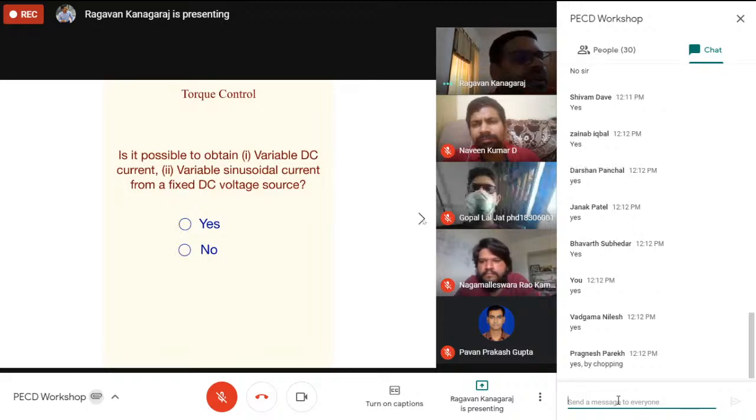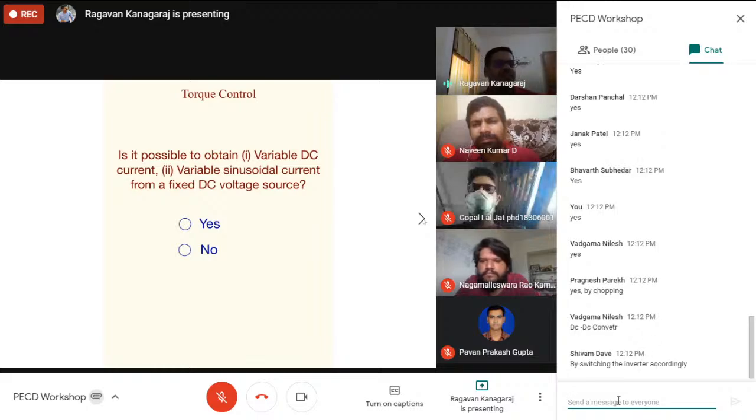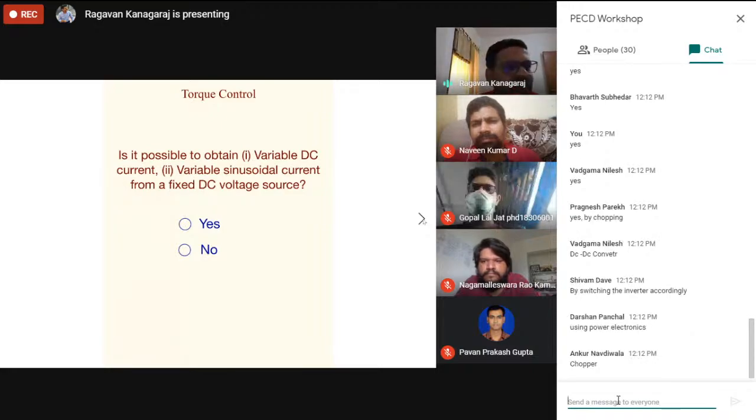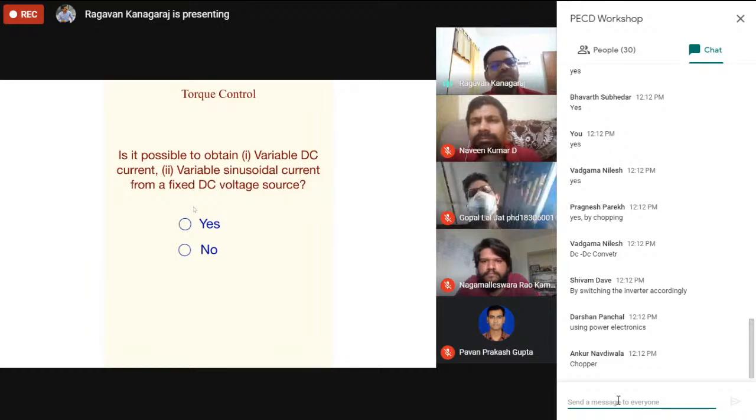Sometimes I want current, yes, by chopping, okay? A DC to DC converter, by switching the inverter accordingly. I am looking for variable DC current, so it will be good if you say a kind of chopper. All right. Now, next question, is it possible to obtain variable sinusoidal current? Why do we want variable DC current? In case of a trapezoidal BLDC motor, we want a quasi-square waveform. Therefore, I am asking variable DC current. In case of a sinusoidal BLDC motor, we have to inject sinusoidal current starting from a battery.